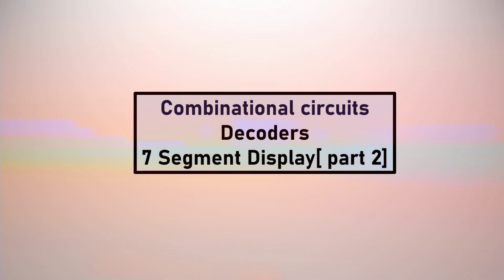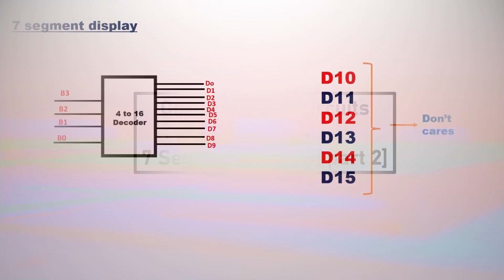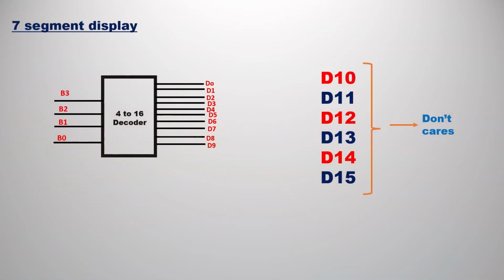So in this video we are going to discuss the second part of the 7 segment display, that is the decoders. So let's get started. Actually, in the previous video we have already discussed the first part, the basic things of the 7 segment display. So what is actually meant by 7 segment and the decoder.